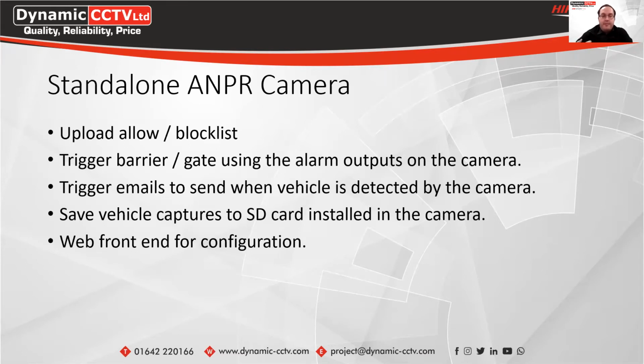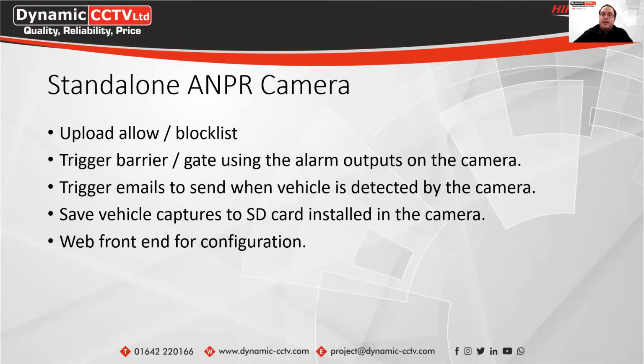So with this ANPR camera, you can trigger a barrier or a gate using the actual physical alarm outputs on the camera itself. You'd wire those into your gate or your barrier, and you can then configure the alarm output to be triggered when vehicles that are on the allow list are detected by the camera, and that can then trigger the alarm output on the camera itself, which would then trigger the barrier or gate.